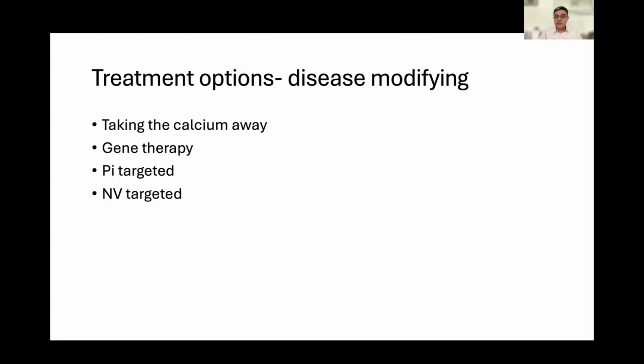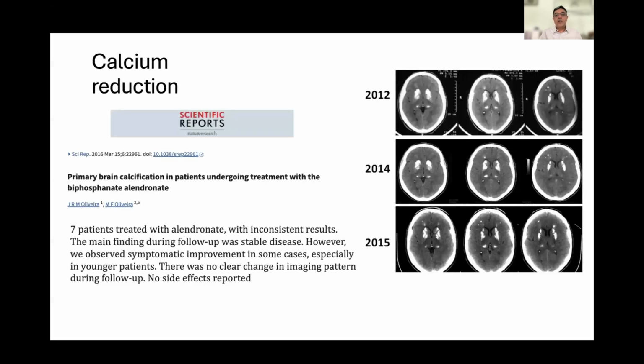So this is not science fiction anymore. There are people out there much more clever than me who've already done a lot of these things. One of the first reports, in 2016 in fact, was somebody tried a drug called alendronate, which is a bisphosphonate, which is used in bone metabolism to improve bone health. And 7 patients treated with this showed stable progression over the years, although there was no improvement. There was only mild symptomatic improvement in some cases.